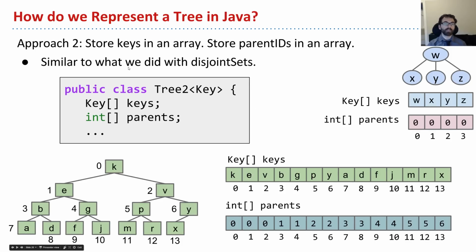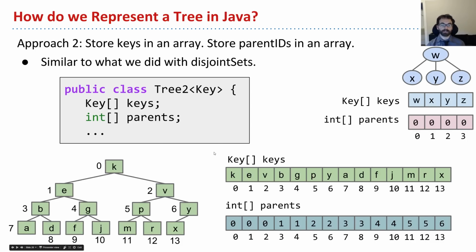We'll call this approach 2. In approach 2, we'll store our keys in an array, and we'll also store an array of parent IDs. For example, here again we have the exact same tree. W has 3 children, X, Y, and Z. So we have a keys array, which consists of W, then X, then Y, then Z. And we have a parents array, where the 0th entry says what the parent of 0 is. So 0's parent is 0, meaning W is the root. And 1, 2, and 3 also have parent 0, meaning they're all children of W.